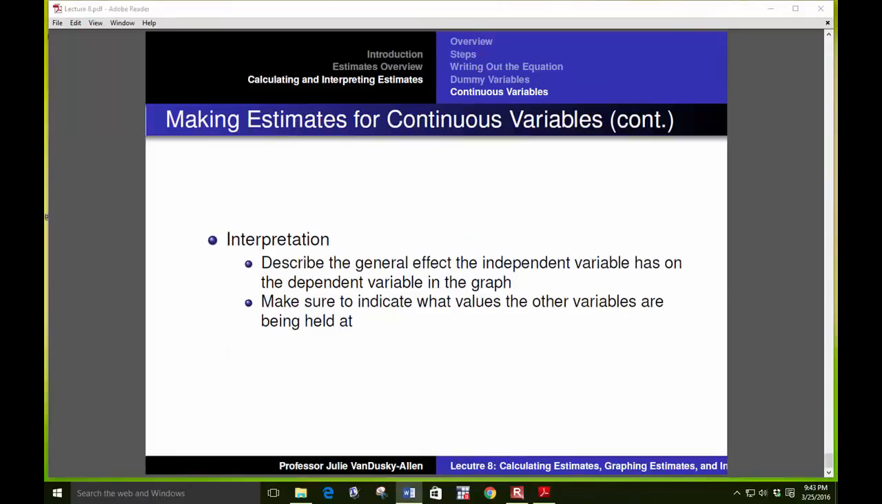The last step is interpreting the graph. You should describe the general effect of the independent variable on the dependent variable in the graph. Make sure to indicate what values the other variables are being held at in your interpretation.